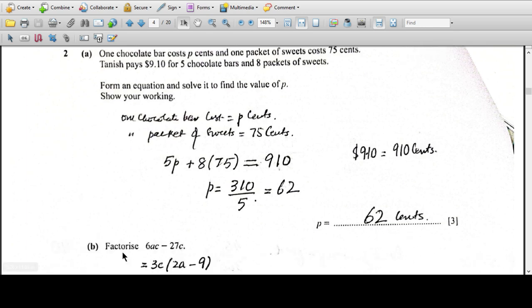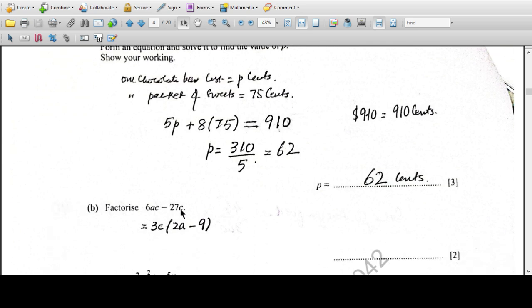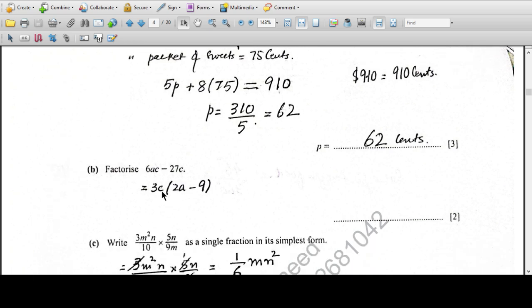And now in part B we have to factorize it. So here we have 3 common and C common. So 3C can be taken common here. On taking 3C common, the left is 2A. When multiplied with this one, we will get this 6AC. Again on taking 3C common, the left is 9. When we multiply this 3C with 9, we will have this 27C. So this is correct, and we write this as 3C(2A minus 9) here.